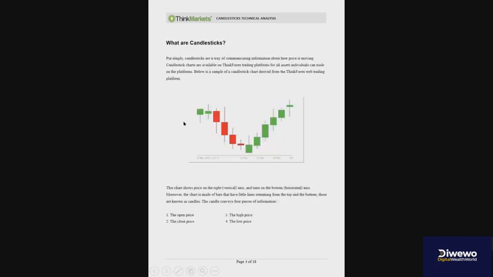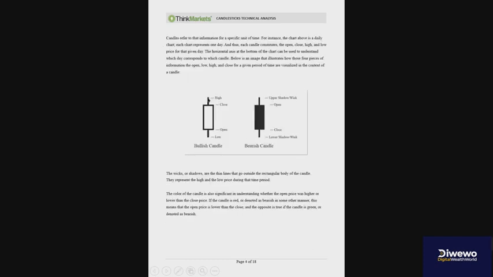So this is the high of it. In any candlestick, you can see all these thin lines. We call them wicks. All these thin lines are always on every candle. So this is the high of the candle, and this is the low of the candle.